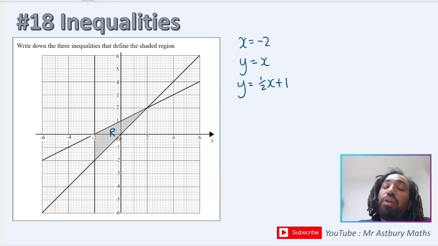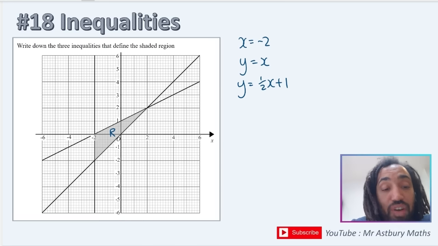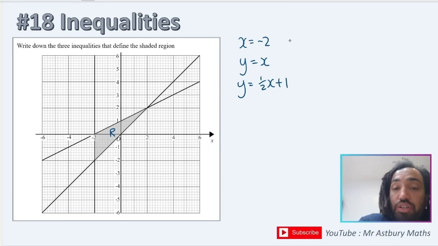So now I know each of the lines, I've got to figure out whether or not the region is below the line or above the line, or in the case of a vertical line, to the right or to the left. So let's look at the vertical line first, and you can see that the region is to the right of that. So therefore, I'm going to write that x needs to be greater than or equal to minus 2.